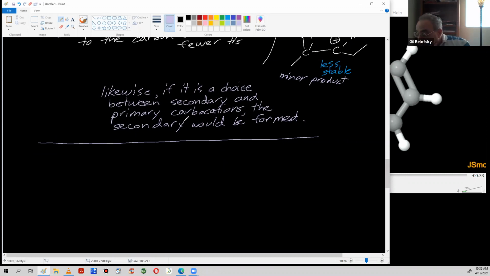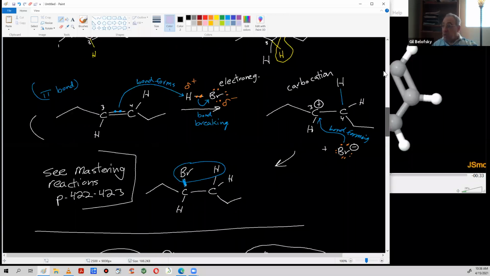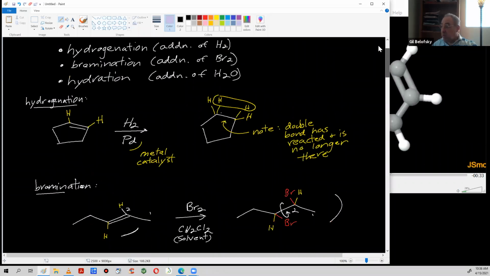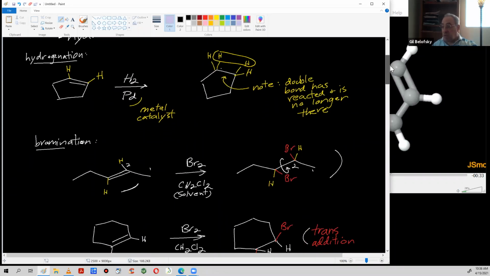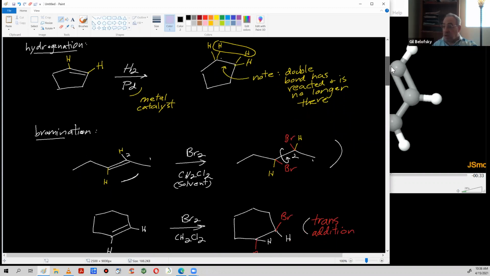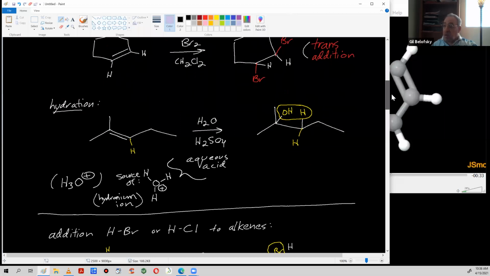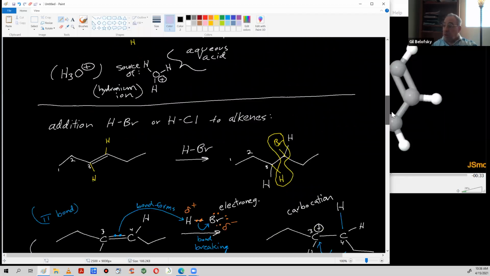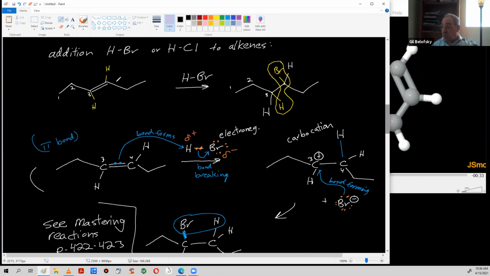So let's just pause and go back. Earlier, all the way up here, we were basically memorizing and recognizing the first three reaction types: hydrogenation, bromination, hydration. Then we dialed way down into the details of addition of HBr or HCl. Certainly you could just remember the net reaction.